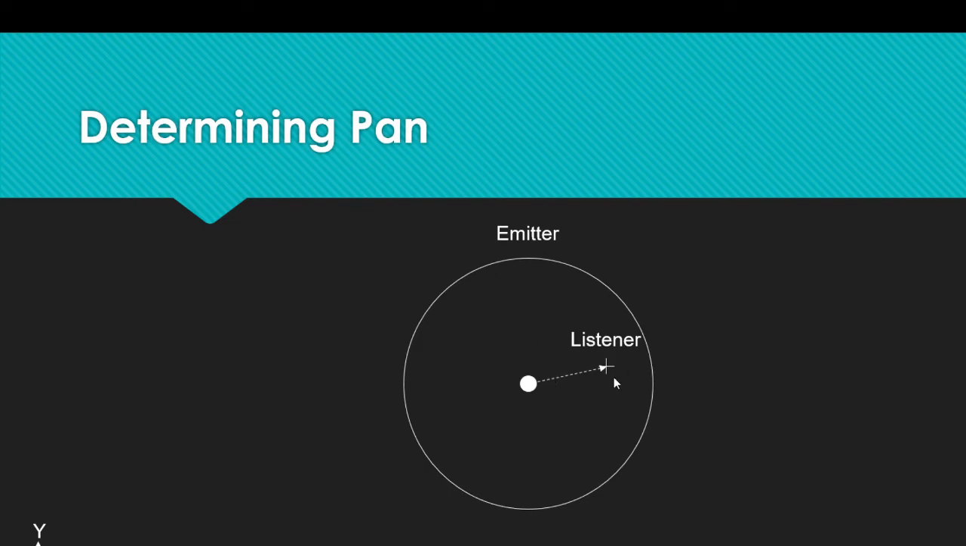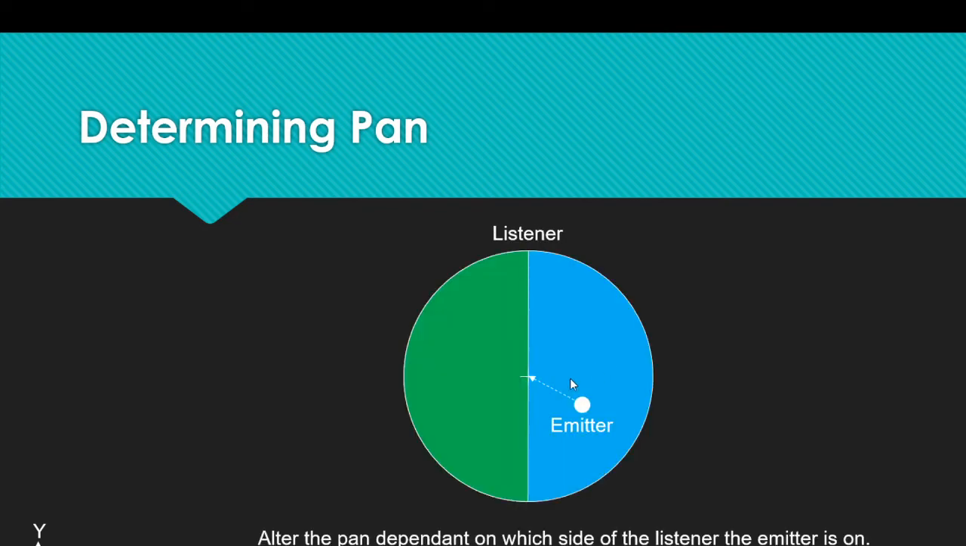So I think we need to change the diagram here a little bit and think about it from the listener's point of view, and think about where the emitter is in relation to the listener. So that's what we have here. You can see the little white cross maybe has moved to the middle, and the emitter is here. It's on the right hand side, slightly to the rear. Now the reason that the listener is represented as this circle with two colours is just to reinforce this idea that what we're wanting to do is really figure out whether it's on the left hand side or the right hand side.